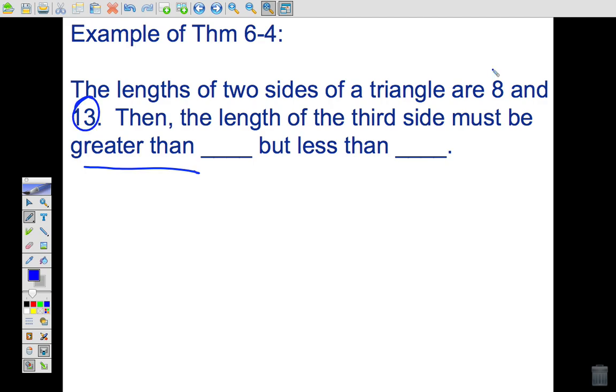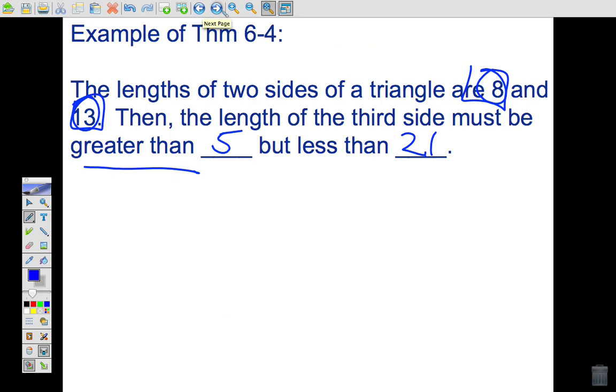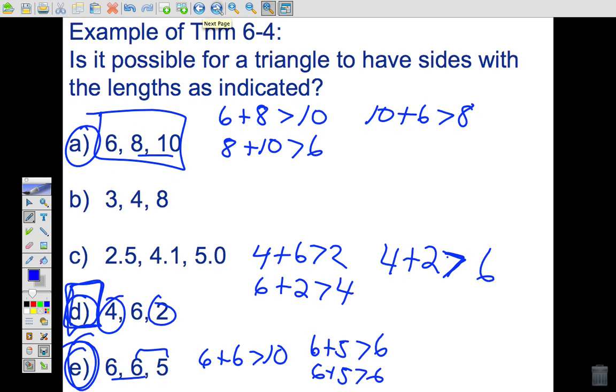13 minus 8, what is that? 5. So the length of the third side has to be greater than 5, and then add these two numbers together. 13 and 8 is 21. So the length of the third side has to be bigger than 5 and less than 21 in order for this triangle inequality theorem to work out. So this was just a little shortcut to kind of follow up to problems like these.